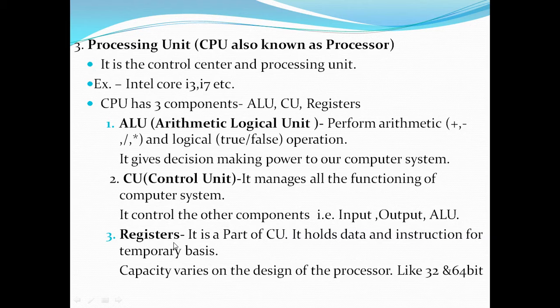Third are the registers. Registers are nothing but the fastest memory in the computer. They are actually temporary memory which holds data and instructions on a temporary basis, like the instructions which are going on right now or the instructions which might be processed next. So these instructions are stored in registers, and it is the fastest memory of the computer. Its capacity varies on the design of the processor, like a 32-bit processor or a 64-bit processor.